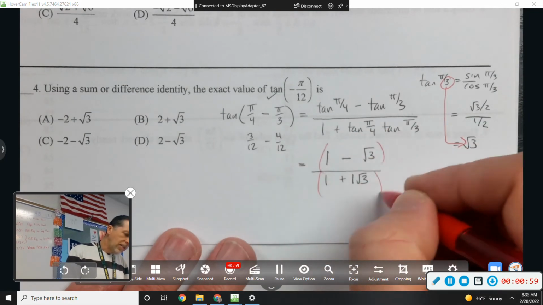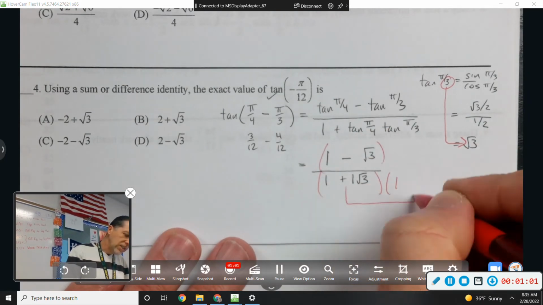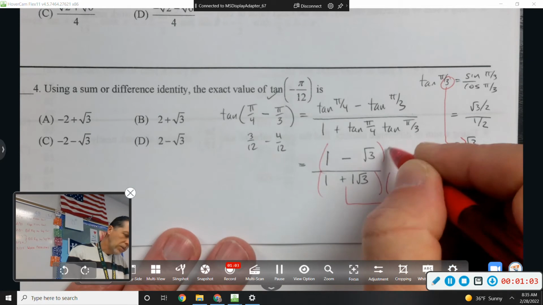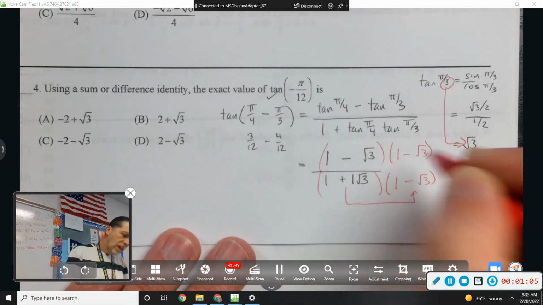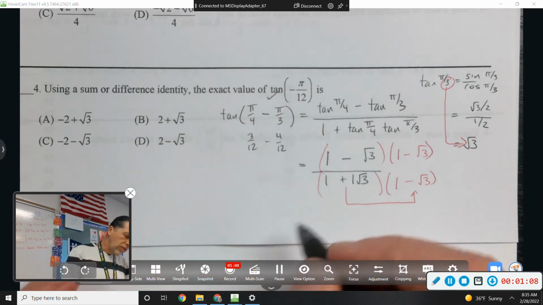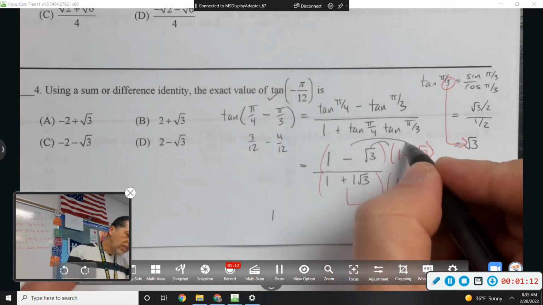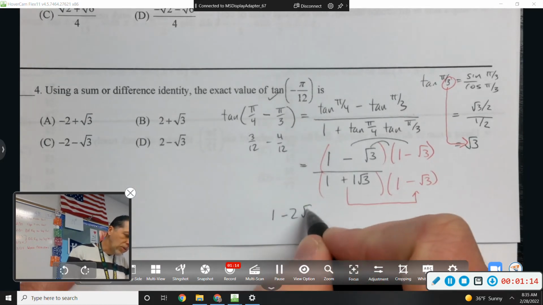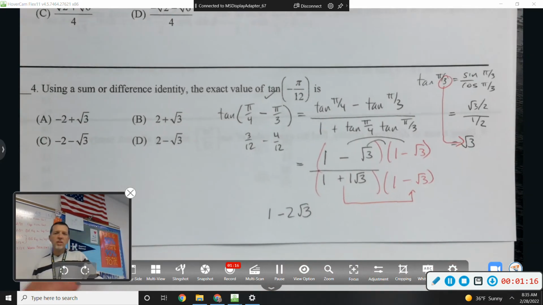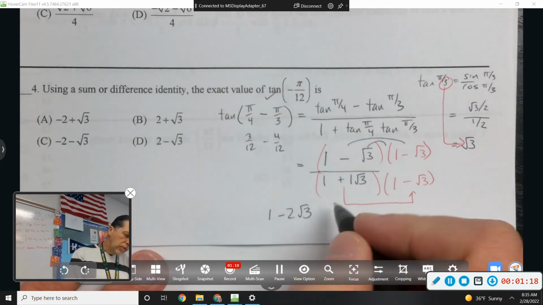And then to fix this one, we'd multiply by the conjugate. So 1 minus square root of 3. So FOIL the top first. Outside and inside are going to combine to make 2 root 3. Trying to save space here. And the last would be plus 3.